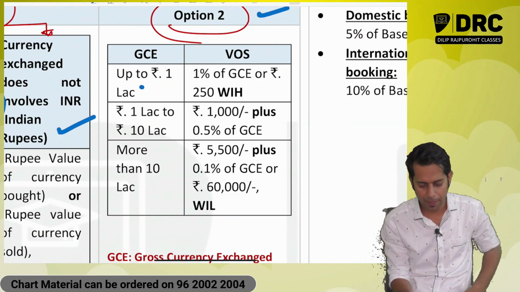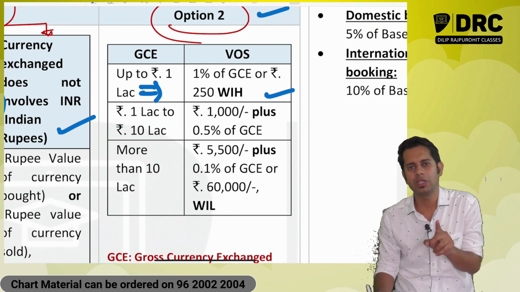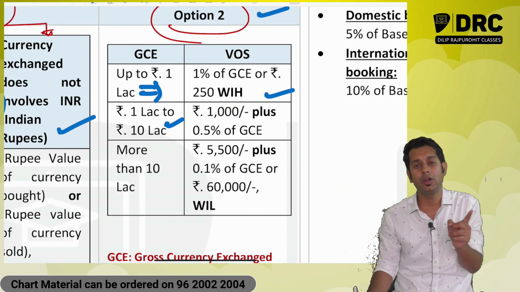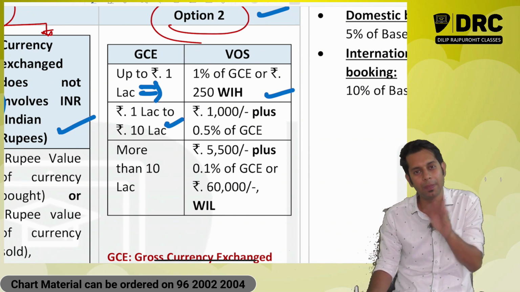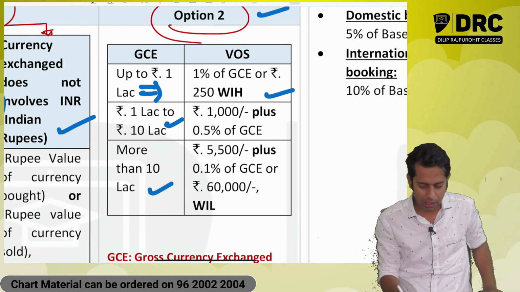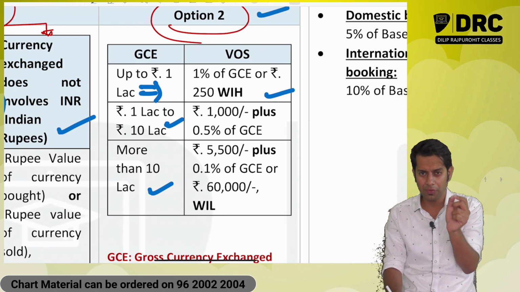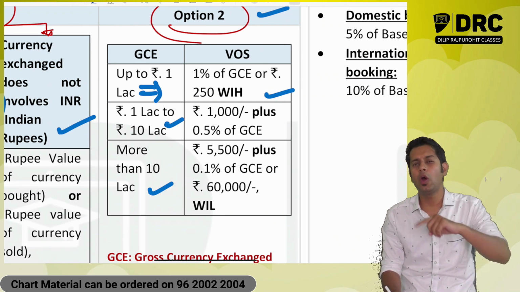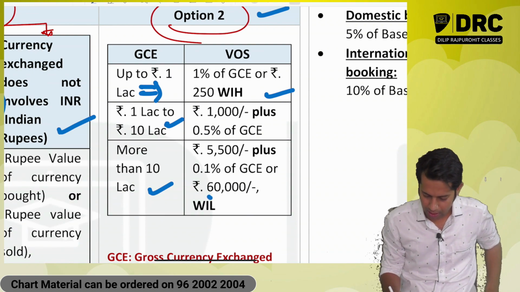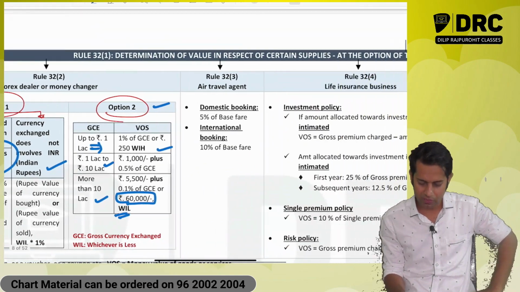If you are exchanging up to rupees 1 lakh, the value of supply will be 1% of gross currency exchange or rupees 250, whichever is higher. If you are exchanging somewhere between 1 lakh to 10 lakh, value of supply will be 1000 plus 0.5% of gross currency exchange above rupees 1 lakh. If you are exchanging anything more than 10 lakhs, then 5500 plus 0.1% of gross currency exchange above rupees 10 lakhs or rupees 60,000, whichever is less.